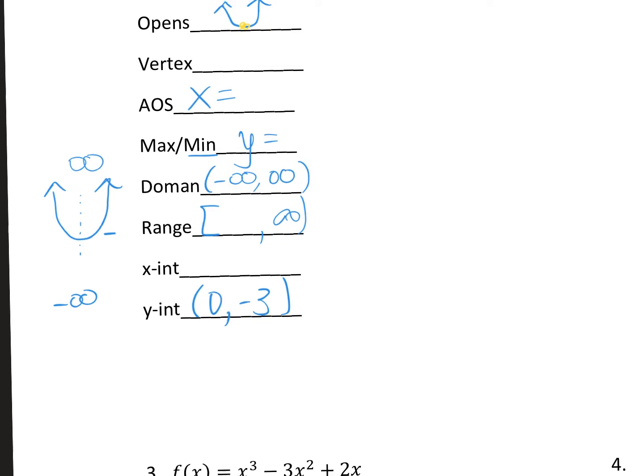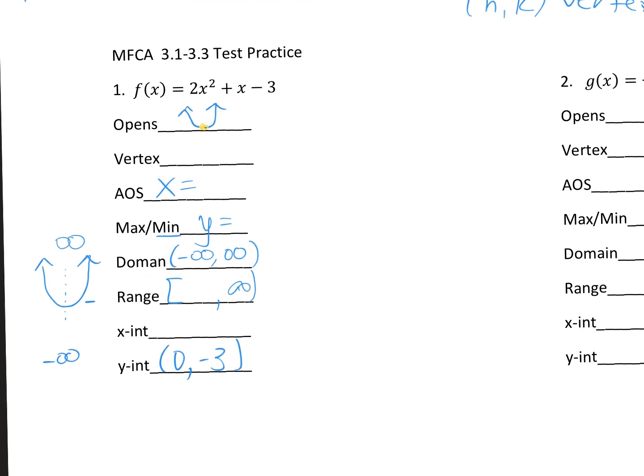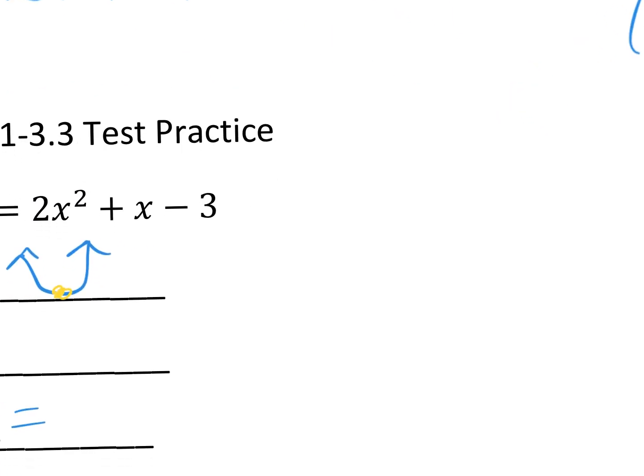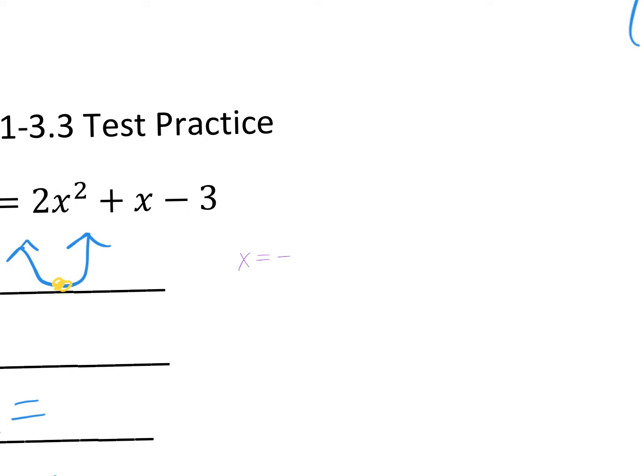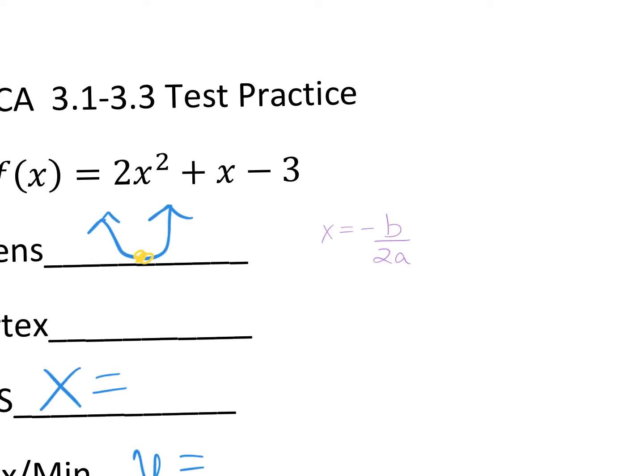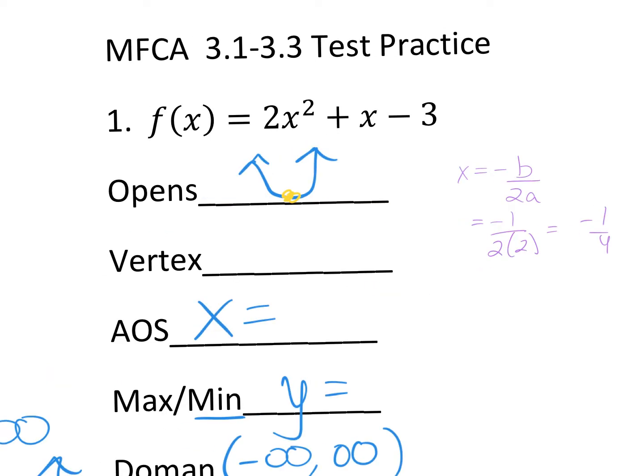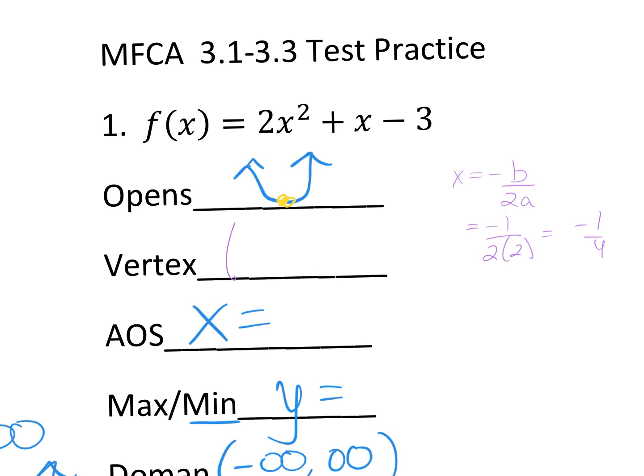All right, so now we go through and we're like, well, okay, we got a decent amount of stuff answered. Let's find the vertex. That's the main thing to figure out the rest of our stuff. My vertex, to find the x part, I say x equals negative b over 2a. What is my b term? 1. So I have negative 1 over 2 times 2, which gives me negative 1/4. That's the x part of my vertex. The x part of my vertex is at negative 1/4.